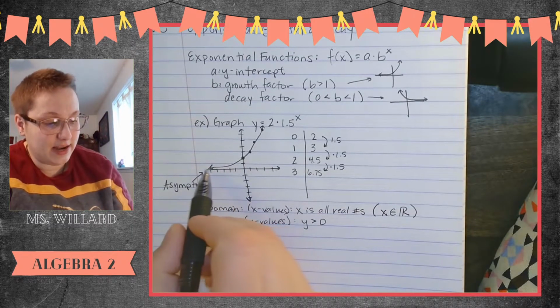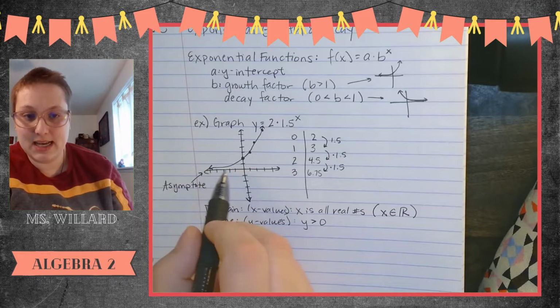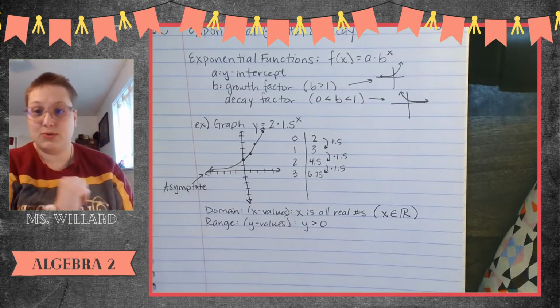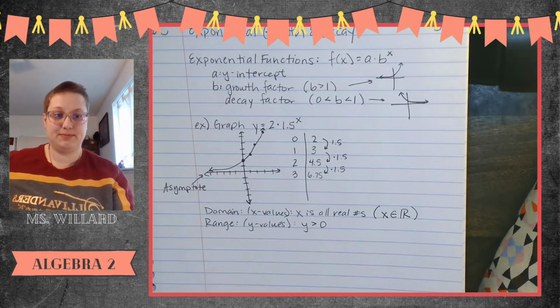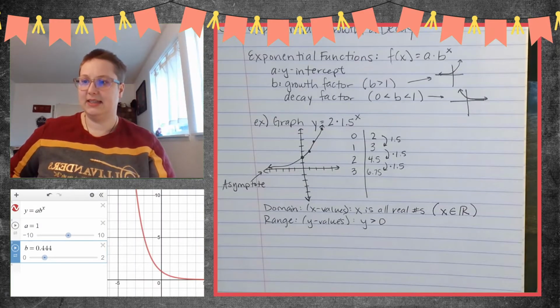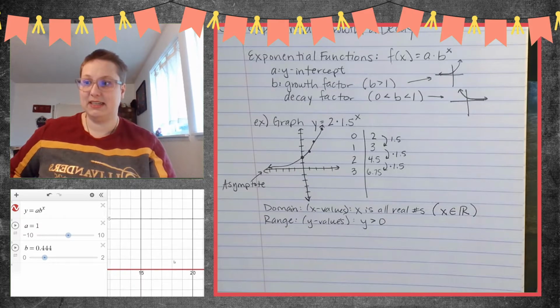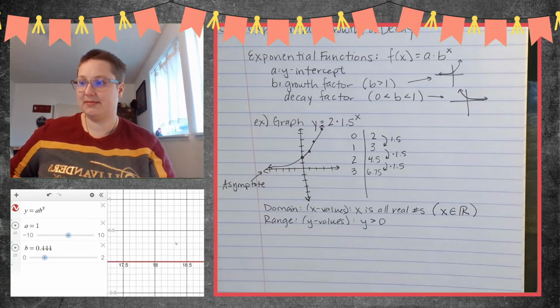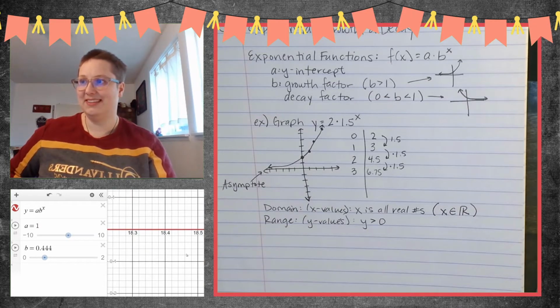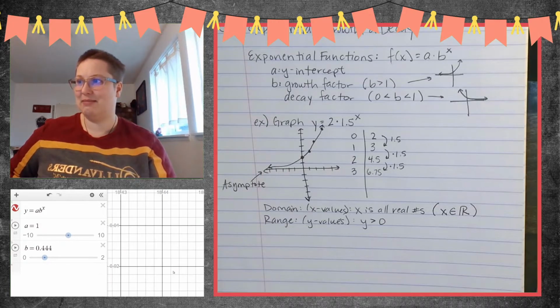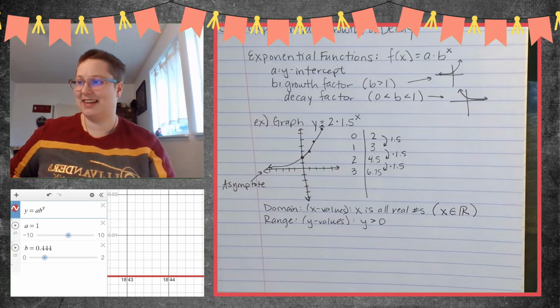This graph will never touch this line. It'll get really close. Let me show you that graph again. Okay, I can come over here. It'll look like it's touching, right? But if I zoom in enough, it'll be above the line. I can't get close enough, can I?